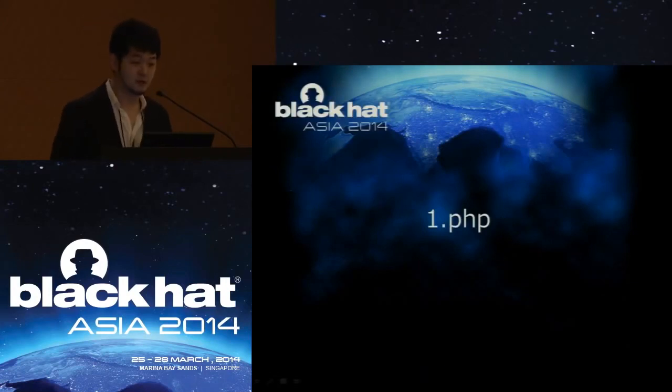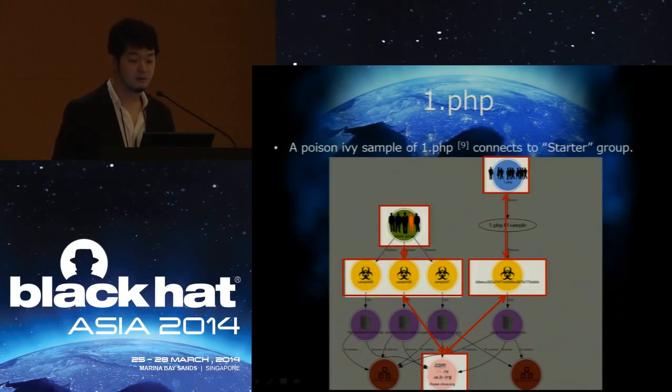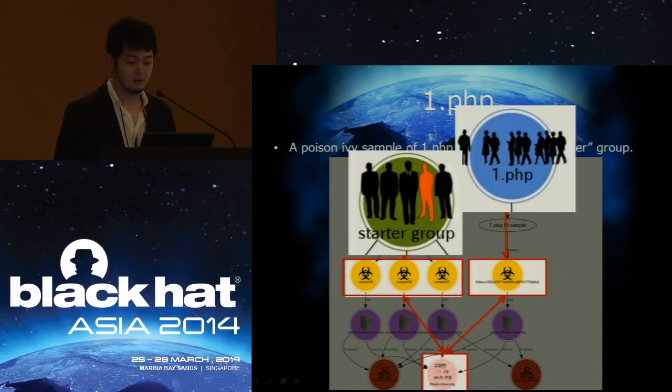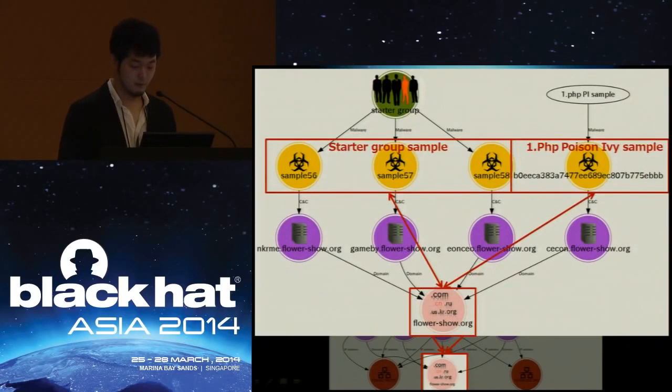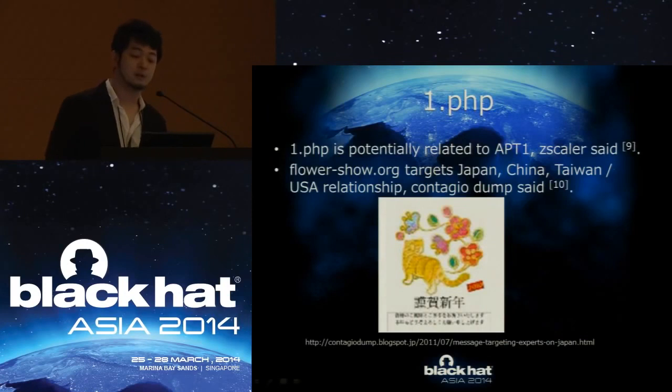Second, 1.php. This incident is reported by this scholar. The starter group is related to 1.php. One of the 1.php Poison Ivy samples connects to the same domain also used by the starter group, like this, flower-show.org. 1.php is potentially related to APT1, this scholar said. And Contagio Dump said flower-show.org targets Japan, China, Taiwan, and USA relationships.